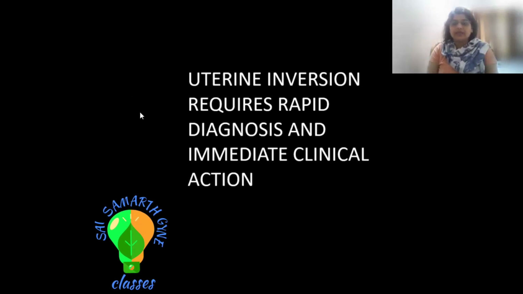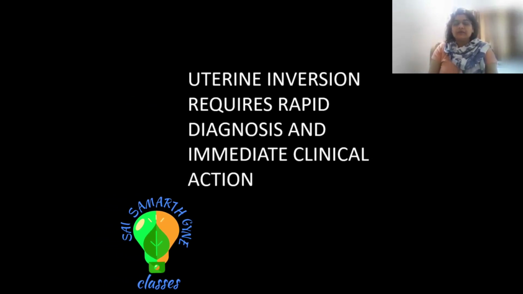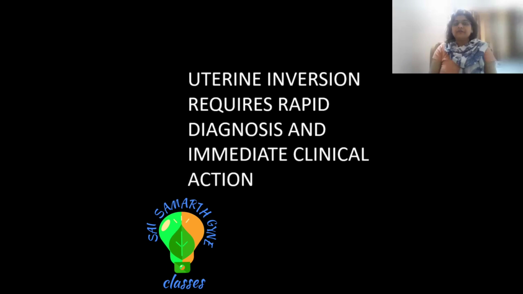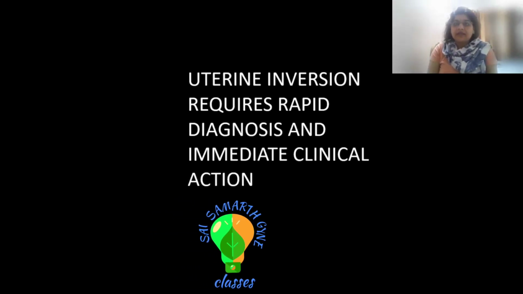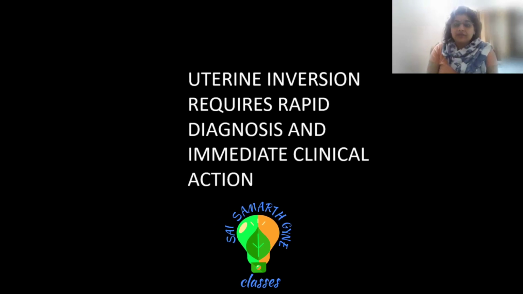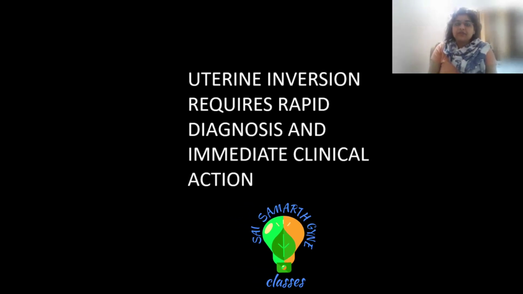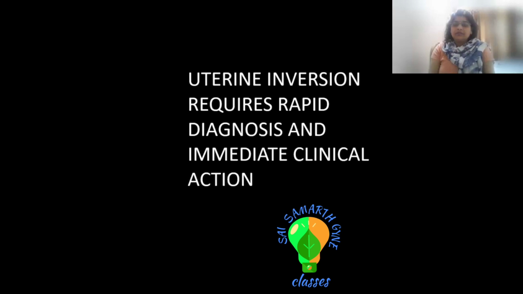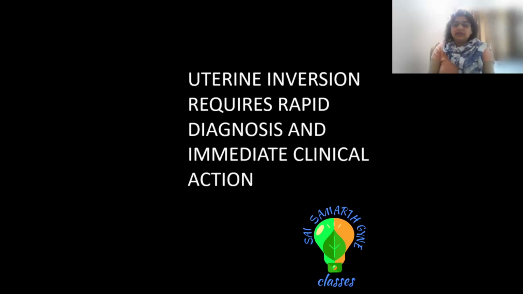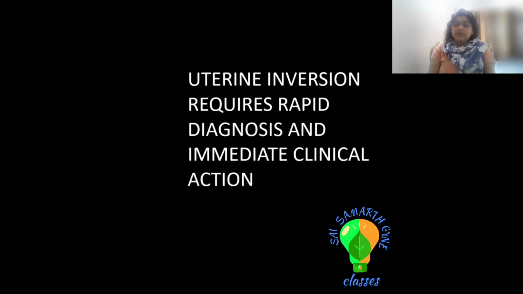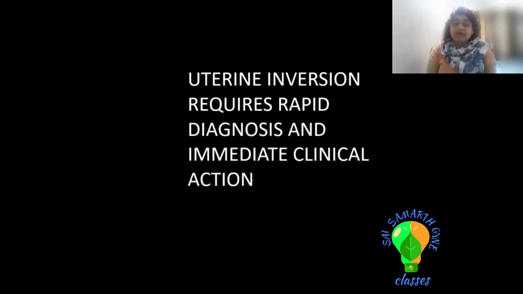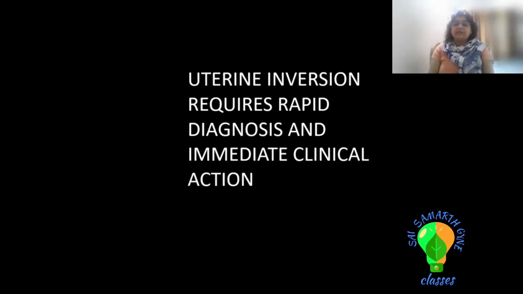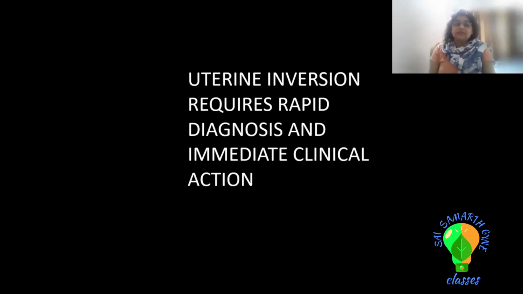Okay, what is uterine inversion? Uterine inversion is dipping of the fundus of the uterus in the uterine cavity, and it occurs because we have given undue traction on the cord. Undue traction मतलब बहुत ज़्यादा traction है ना. During the third stage of labor, we have not managed the third stage of labor properly. It requires rapid diagnosis and rapid management. Otherwise, it will lead to maternal mortality.